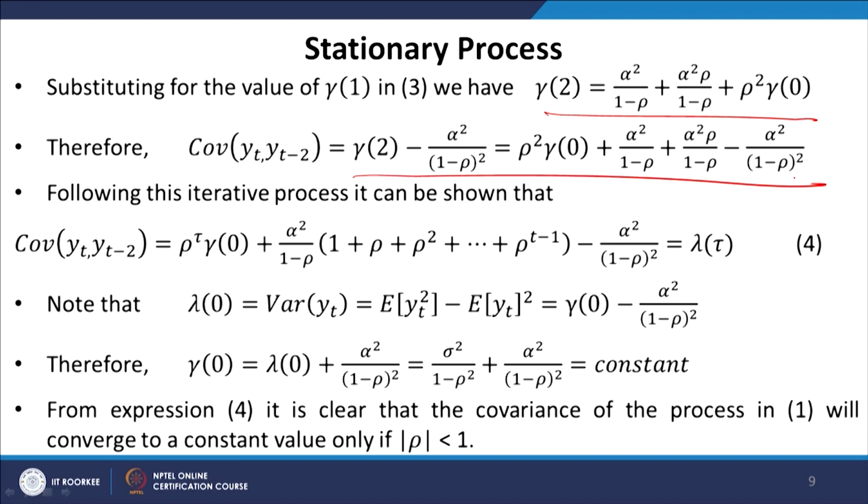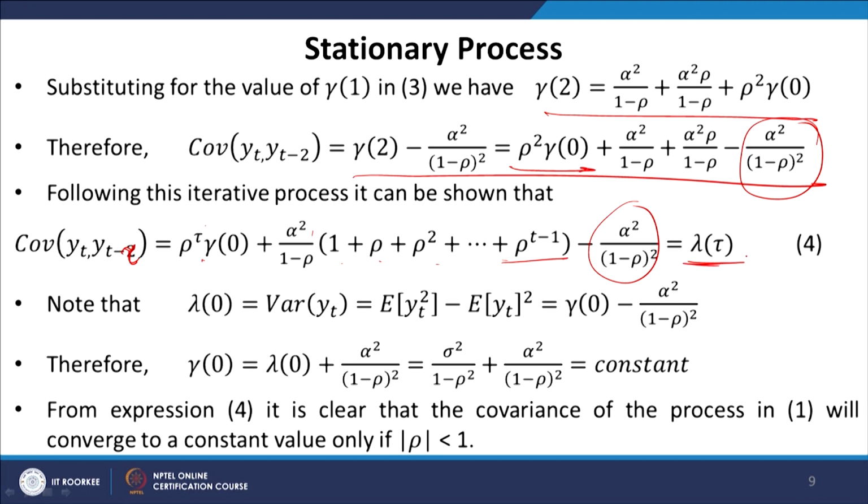is basically this expression. So, following this iterative process, it can be shown that covariance between yt and yt minus tau is rho raised to the power tau gamma 0, and then we have alpha square divided by 1 minus rho taken out common, and we have 1 plus rho square and so on up to rho raised to the power t minus 1, and then this again the component remains as it is.